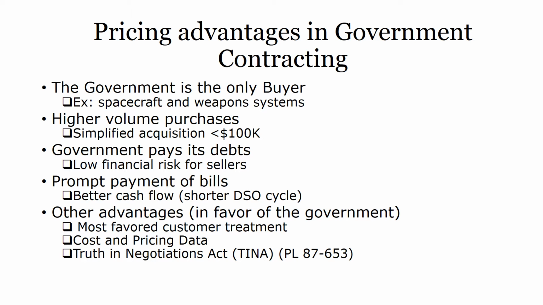Next, the government can obtain cost and pricing data from interested suppliers bidding or negotiating a contract. This gives the government a unique perspective on how a supplier sets its selling prices based on cost elements of a product or service. The ability to obtain cost and pricing data is pursuant to the Truth in Negotiations Act, or Public Law 87-653. Private companies and individuals do not have this advantage as a legal right in private contracting.